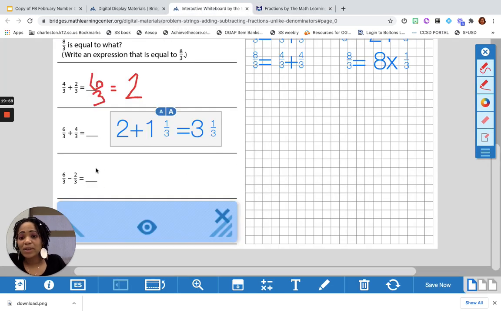We also knew that because, look, 4/3 plus 2/3 is 6/3. So it's kind of like that whole fact family idea, right? So I'm going to write 4/3 here.